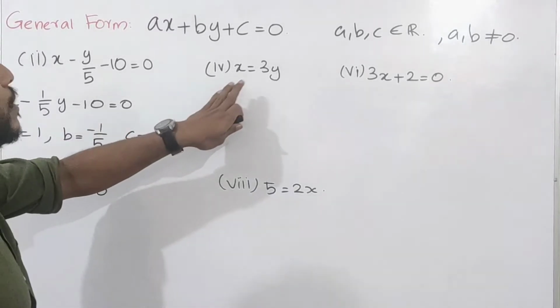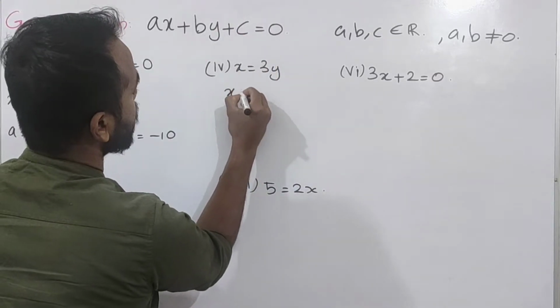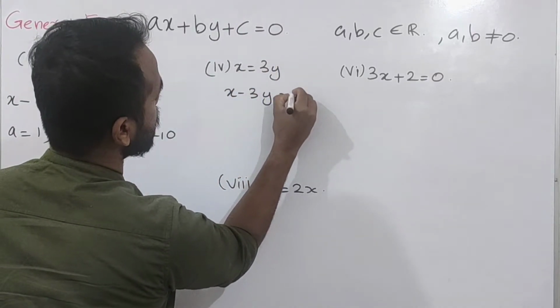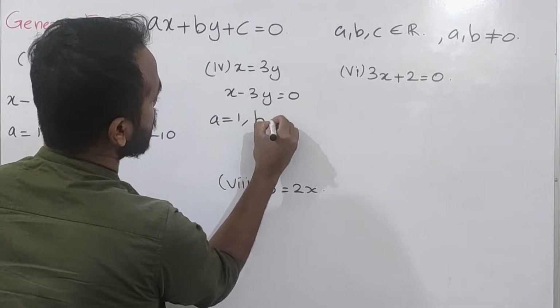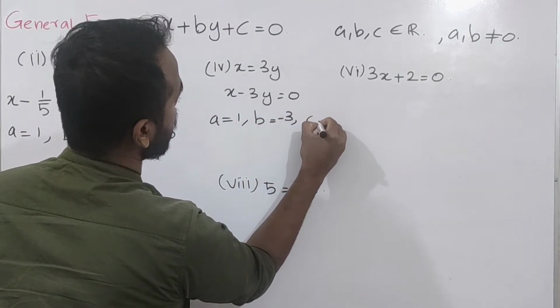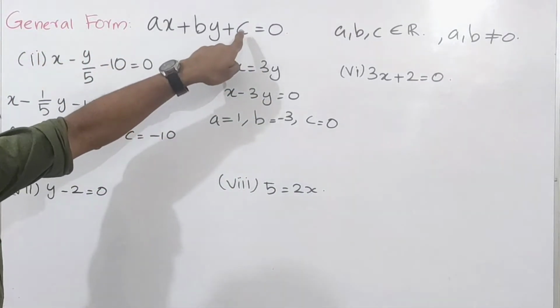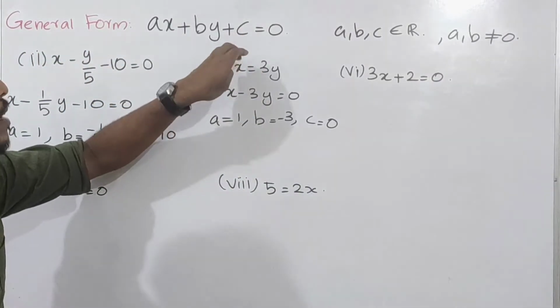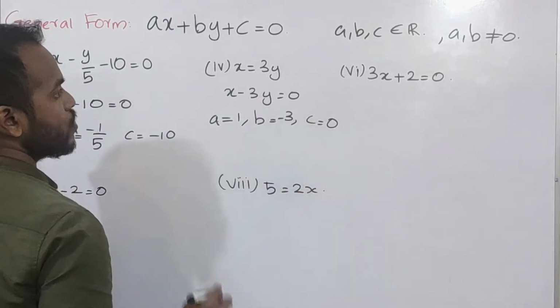Now let's do the second one. We can take this 3y to the left hand side, so this will become x minus 3y is equal to 0. So we can write a is equal to 1, b is equal to minus 3, c is equal to 0. Because there is no constant term. This term is called the constant part. There is no constant term, so we will write this as c is equal to 0.